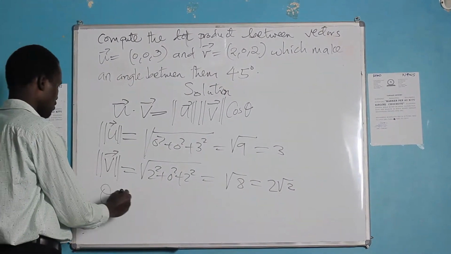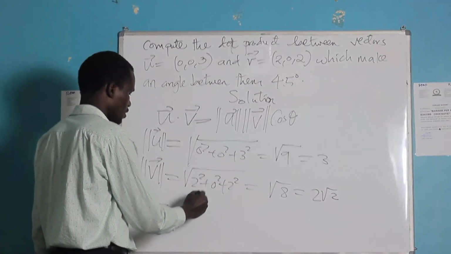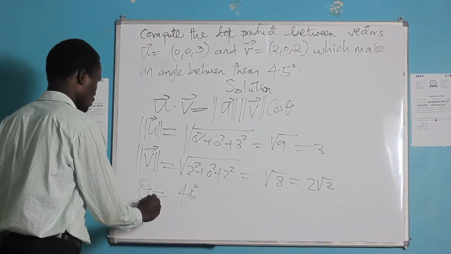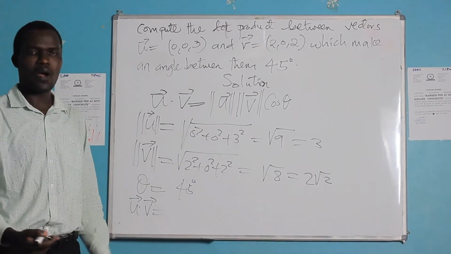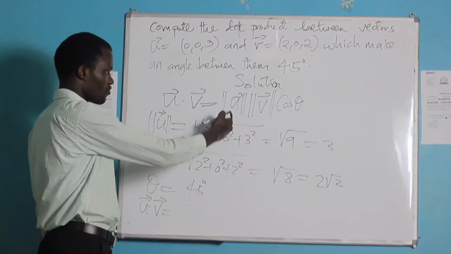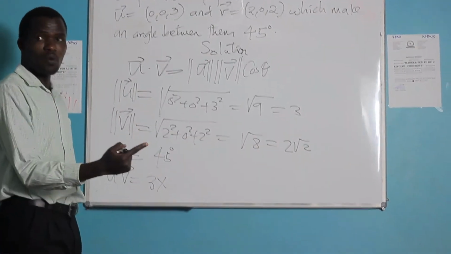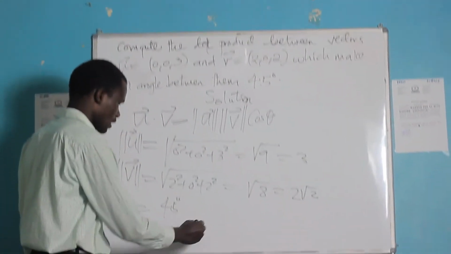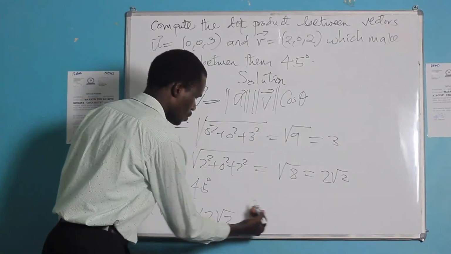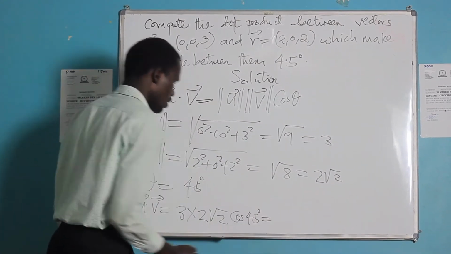And we have angle theta, which is 45 degrees. From the dot product of these two vectors, u and v, we are going to take the norm of u, which is 3, times the norm of v, which is 2 under root of 2, times cosine, or simply cos of 45 degrees.